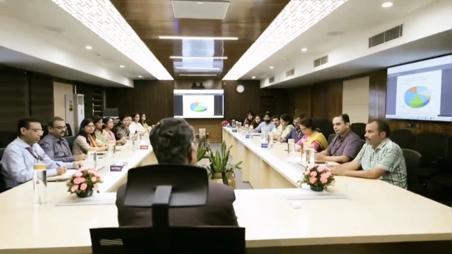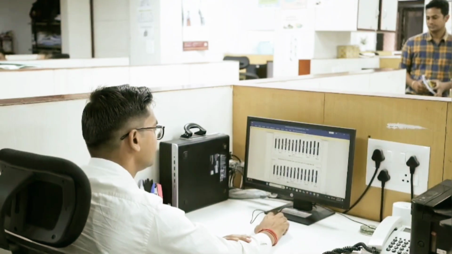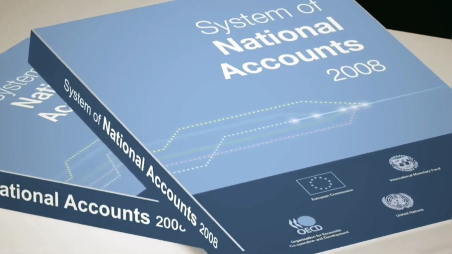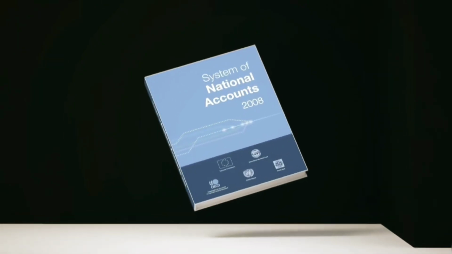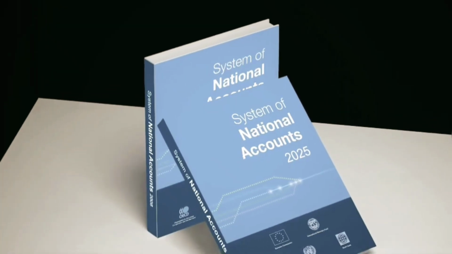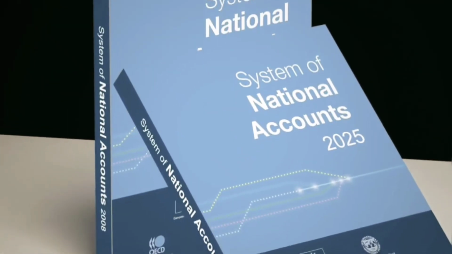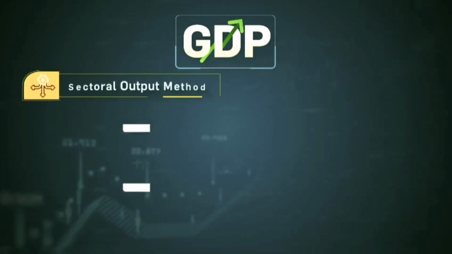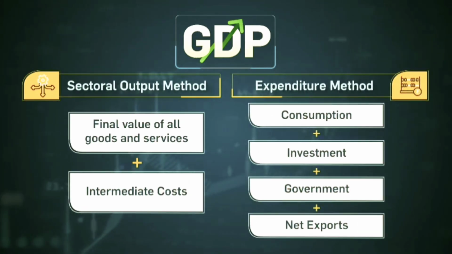The task of measuring this pulse lies with the National Statistics Office under the Ministry of Statistics and Program Implementation. It compiles and publishes India's GDP estimates every quarter and every year, following the United Nations System of National Accounts, SNA 2008. A newer version, SNA 2025, has also been introduced for future adoption. India's GDP is measured in two ways: by sectoral output method and by expenditure method.